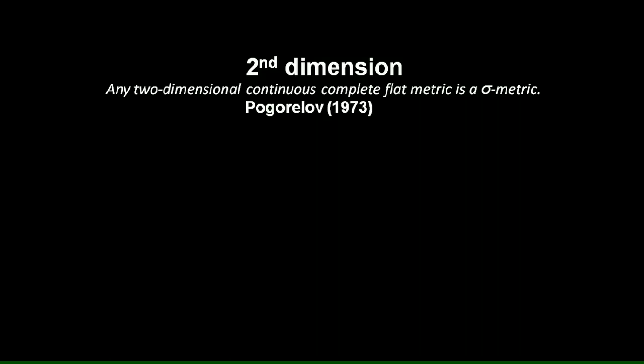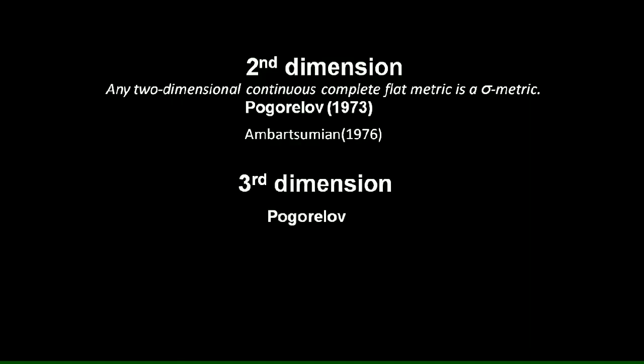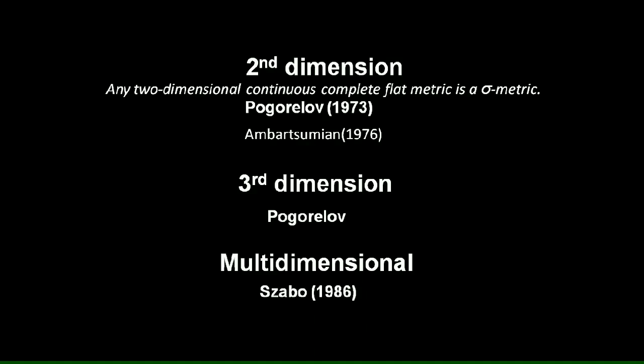Hilbert's fourth problem got completely resolved for the second dimension as Pogorelov proved the following theorem, which says that any two-dimensional continuous complete flat metric is a sigma metric, in the year 1973. Another proof was made by Alexandrov in 1976. For the third dimension, the work was a bit similar to the former one with some additional cases. The case of multiple dimensions was studied by Szabo and he proved the generalized form of Pogorelov's theorem. He defined all continuous flat metrics in terms of generalized functions. In spite of all the works, Hilbert's fourth problem is claimed to be too vague to be stated as resolved or not.